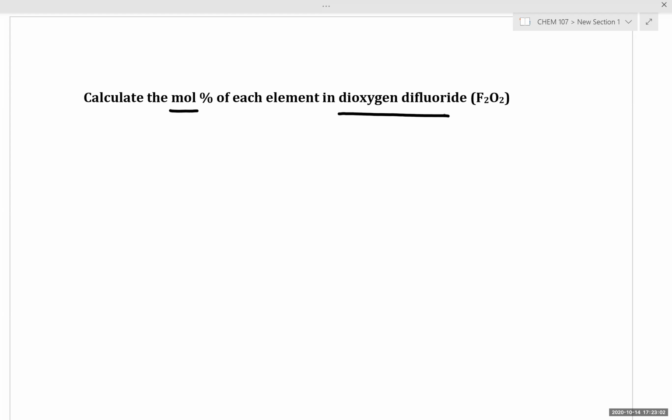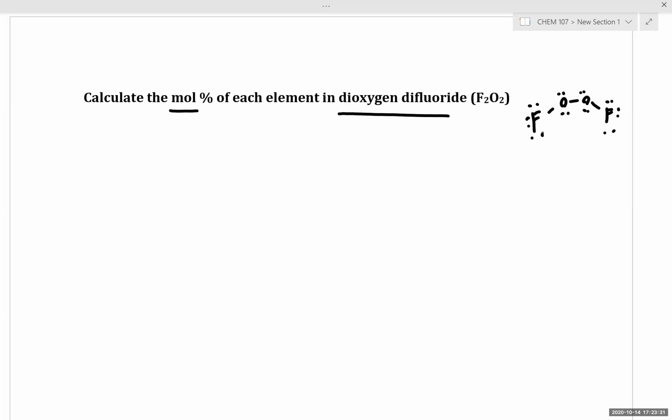So in dioxygen difluoride, essentially we have a structure that looks like this. There are no charged ions in this structure. Rather, it's a covalent compound where the atoms are sharing their electrons using covalent bonds. Okay, got it. All right, thank you.